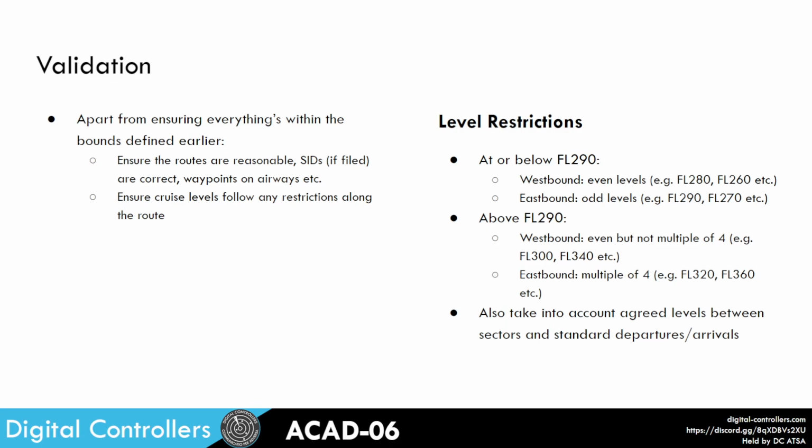Then above flight level 290, the westbound flights go on levels that are even but not a multiple of 4. For example, flight level 300, flight level 340, etc. And aircraft going eastbound are on flight levels which are a multiple of 4. For example, flight level 320, flight level 360.